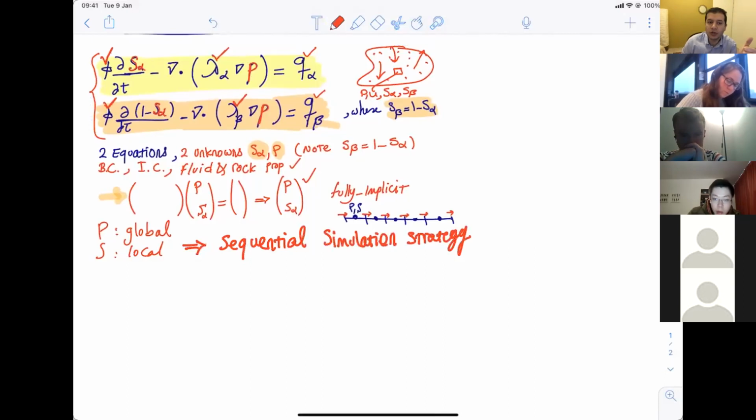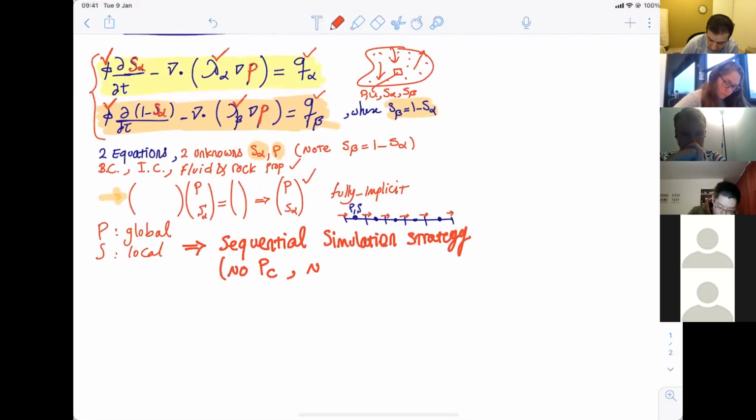Especially here, we do not have capillarity, no capillary pressure. You're going to learn about it in future. And no compositional effects. There are some complex physics that would make the pressure and saturation look more similar than what we see here. We do not have capillary pressure, no compositional effects.